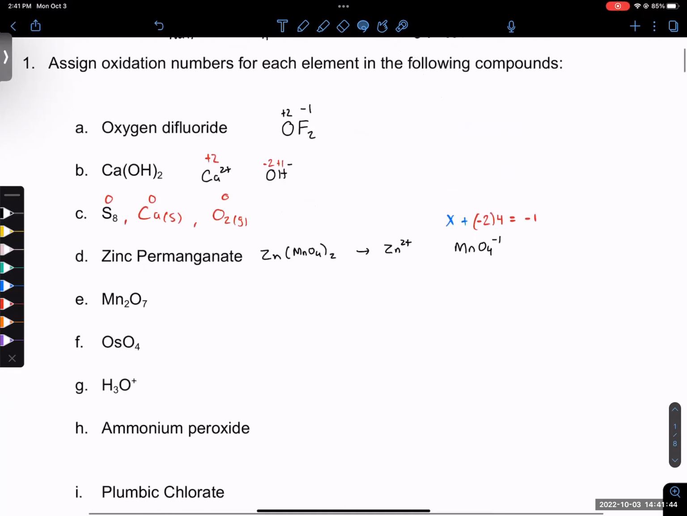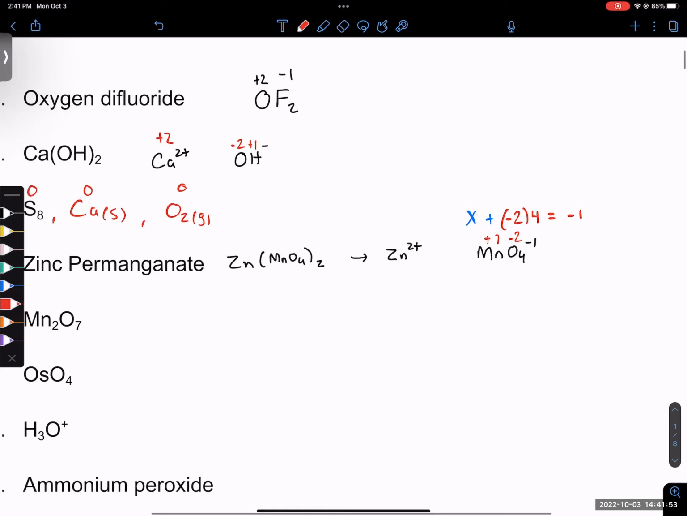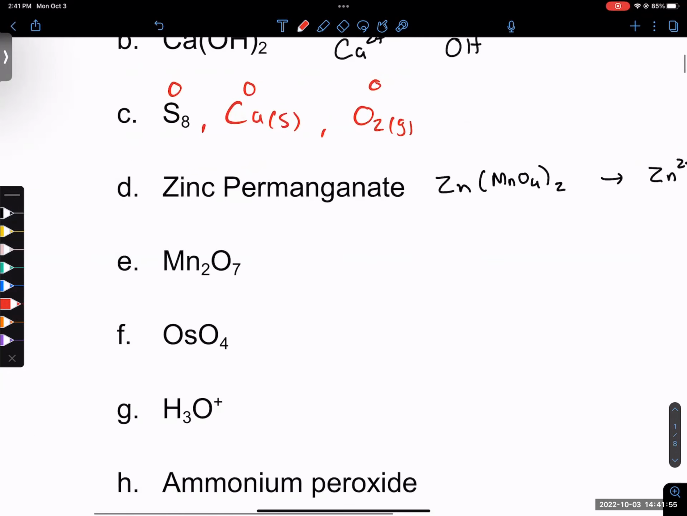So that tells us manganese has an oxidation number of +7. Each oxygen has an oxidation number of -2. Okay. What about MnO7? I'll let y'all try this. Give you like 30 seconds, see how far you get. See if you can solve it.